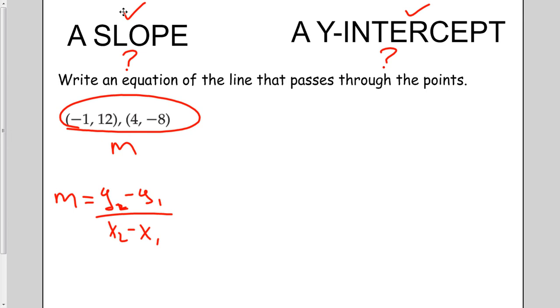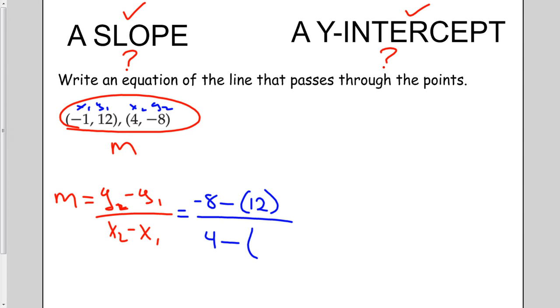So the next thing we're going to do is label our points and plug in. So this is x1 for me, this is y1 for me, this is x2, this is y2, and I'm just going to plug in and find the slope. That's my first step. So I have y2 is -8 minus, because that's in the formula, with parentheses, y1, and y1 in this case is 12, divided by x2, which in this case is 4, minus, because that's part of the formula, -1 in parentheses.